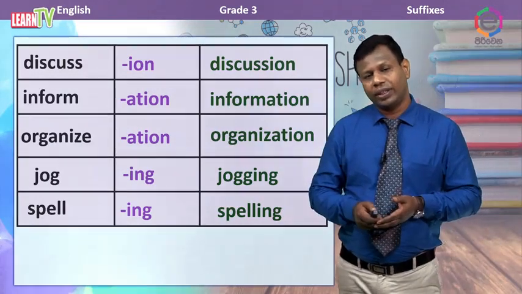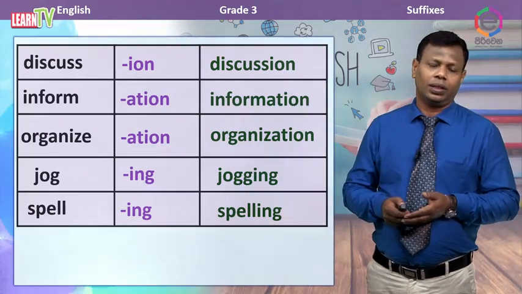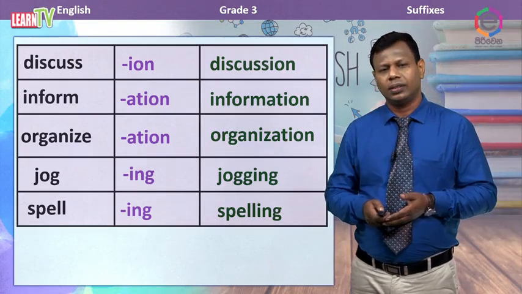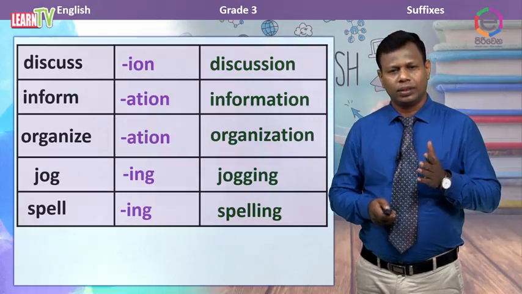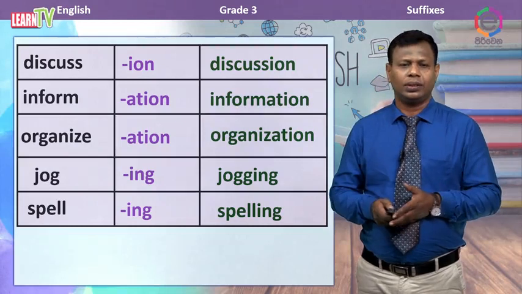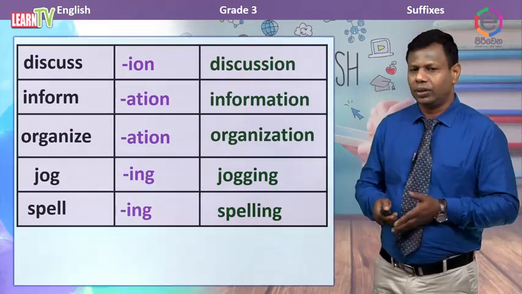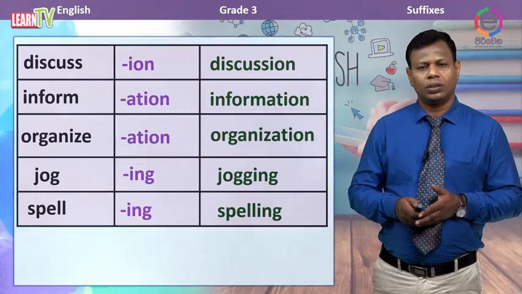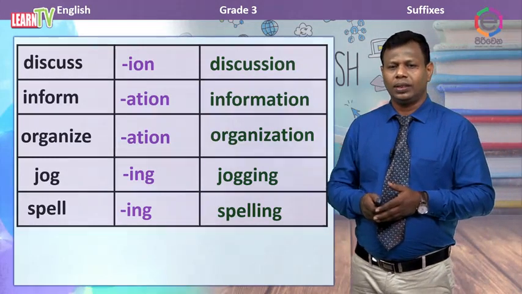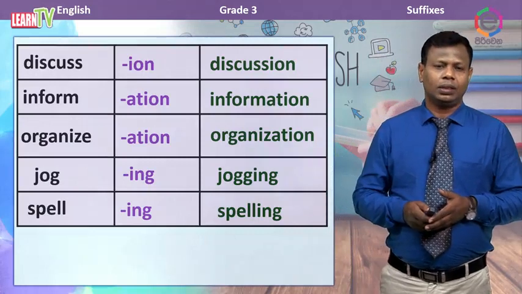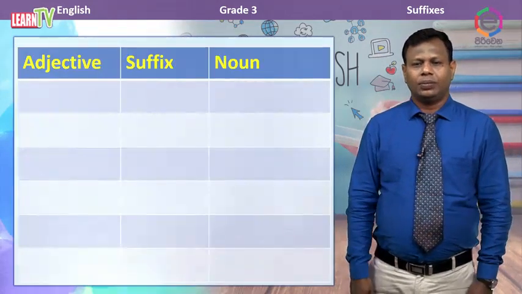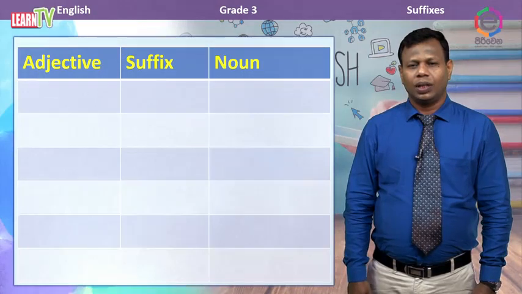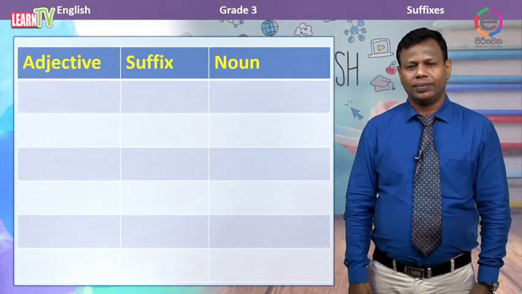Okay, let's read these words again. Discuss, ion, discussion. Inform, ation, information. Organize, ation, organization. Jog, ing, jogging. Spell, ing, spelling. You have to learn how adjectives become nouns here.